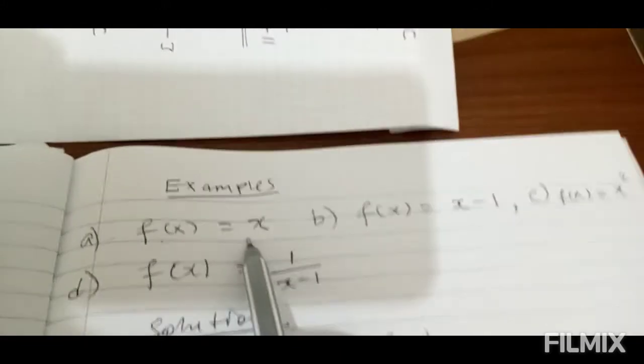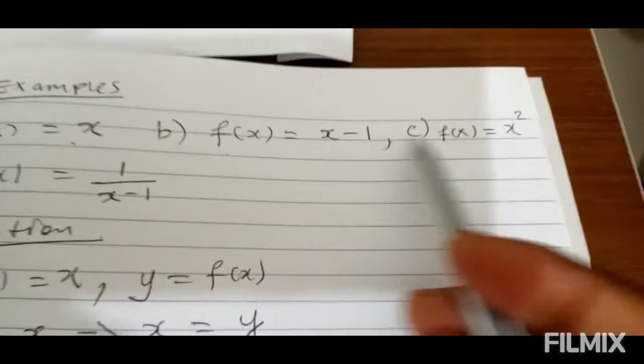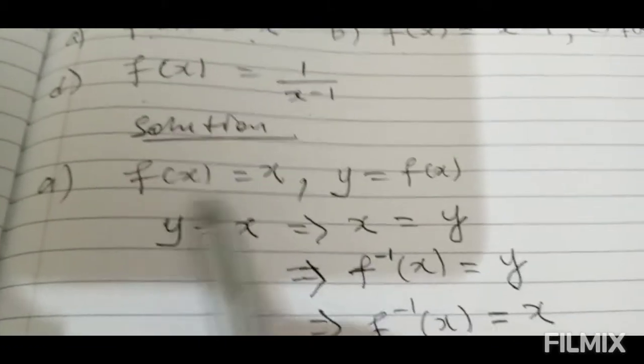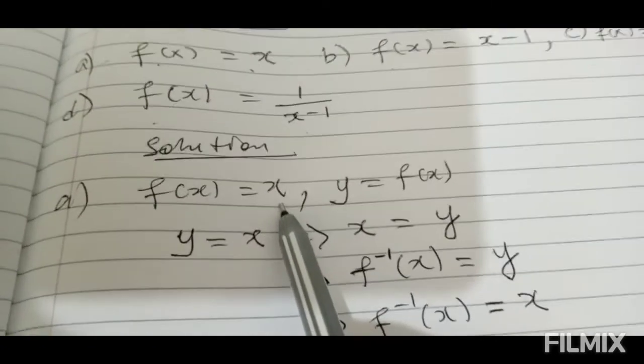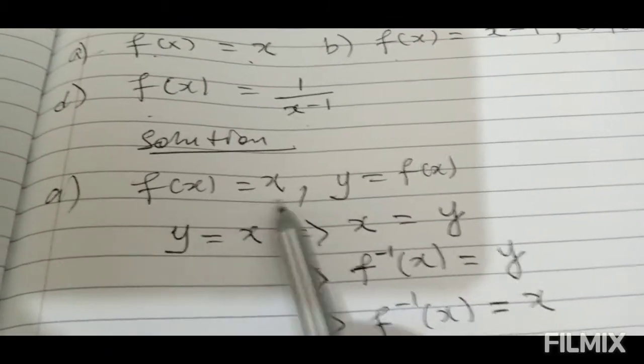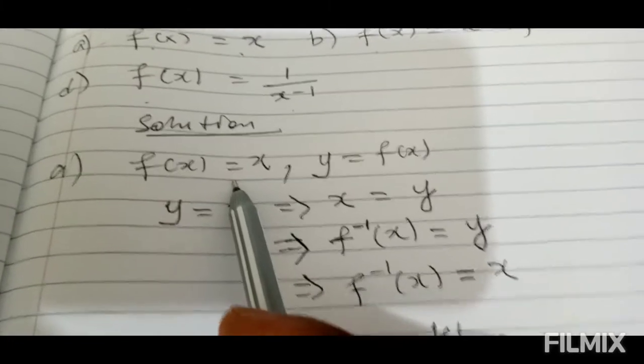Now look at these examples. f of x is equal to x, f of x is equal to x minus 1, f of x is equal to x squared, f of x is equal to 1 over x minus 1. Find the inverse of these functions. So, A, f of x is equal to x. I said a function of this nature is called an identity function.